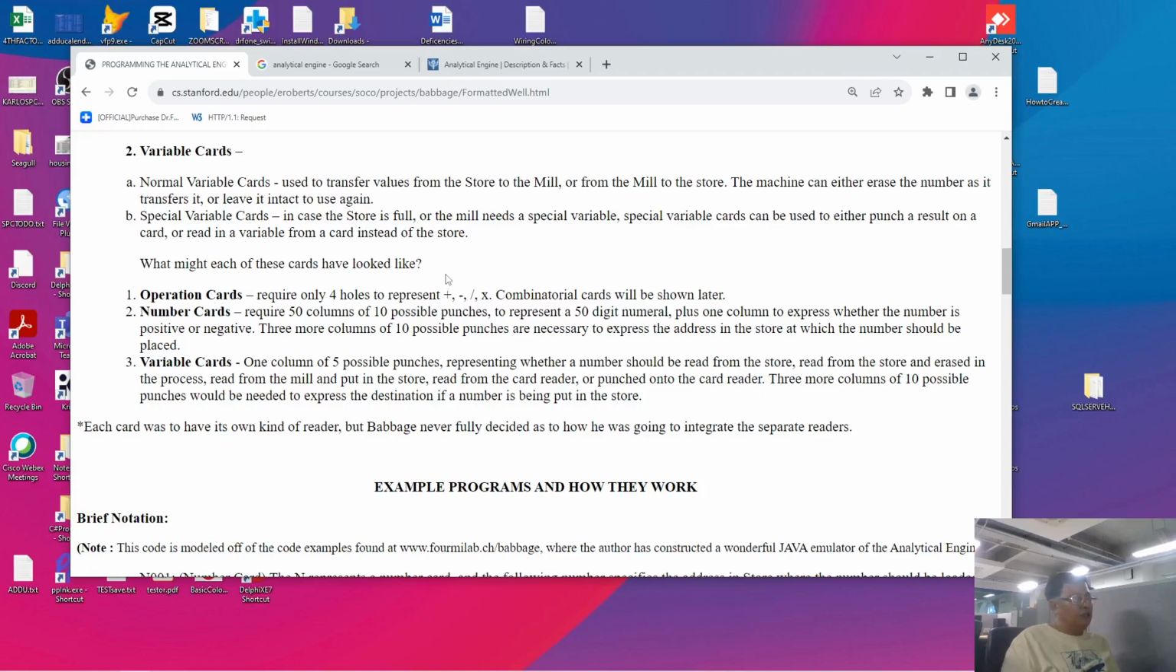50 columns, plus one extra column to signify whether the number is positive or negative. Variable cards can have one of five possible punches, representing whether a number should be read from the store and erased in the process. It can be read from the mill and put to the store or the other way around.